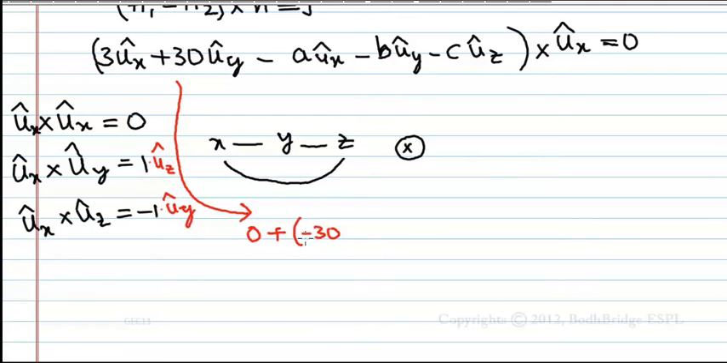Therefore, here minus 30 into uy cross ux is how much? Ux into uy is uz. Uy into ux is minus uz. Right. Therefore, plus 30 uz. Next, minus x into x is 0. Therefore, this is 0. Next, uy ux is minus uz, therefore plus b uz. Next, uz into ux is uy, directly. So minus c uy. This much is equal to how much?